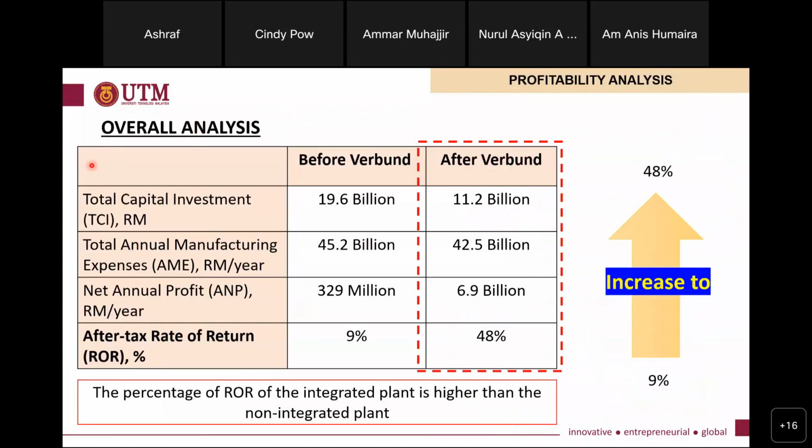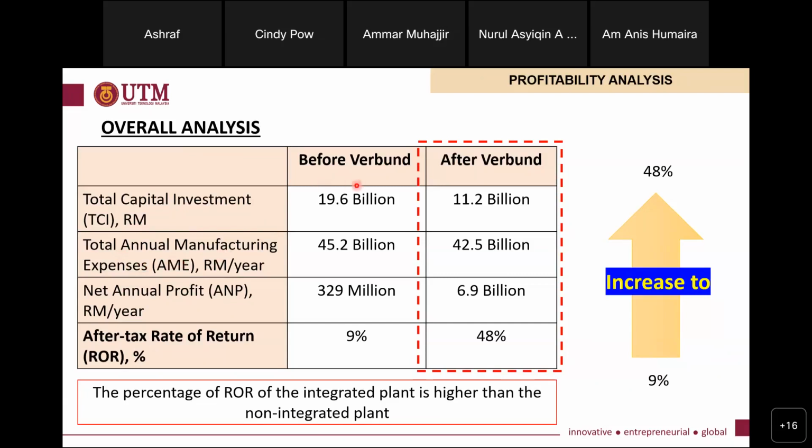Moving on to the overall analysis. The total cost consists of two costs. The first one is total capital investment, TCI, which consists of total direct and indirect costs, fixed capital investment, working capital, and startup costs. It basically tells us the capital expenditure, the one-time expenses to build the plant. While the total annual manufacturing expenses (AME) consist of direct production costs, utilities, waste treatment, and miscellaneous.